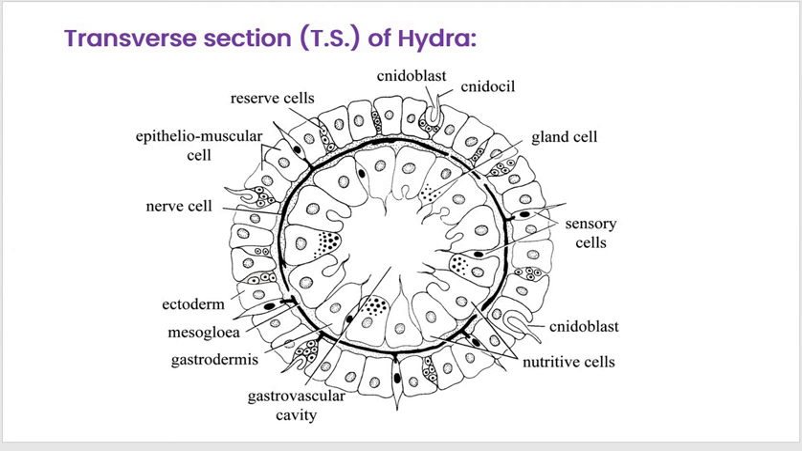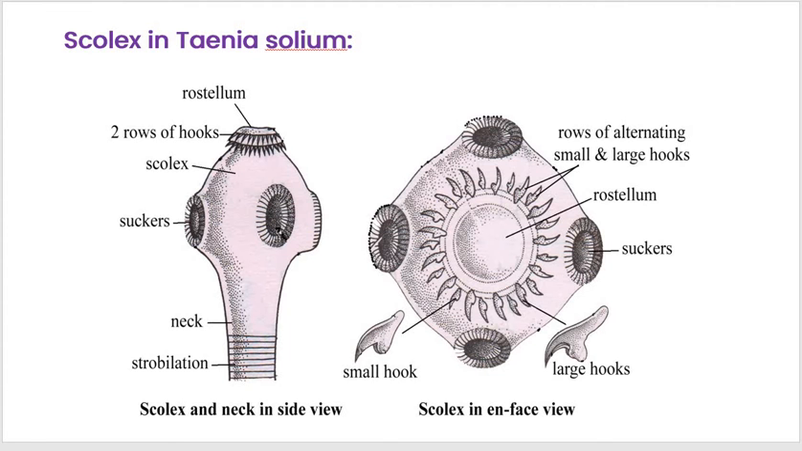Now after that, the scolex in Taenia solium, or in tapeworm. Now the body of Taenia solium is divided into three parts. Anterior one is the head, also called the scolex. Then a short unsegmented body, which is the neck, and a segmented body, which is called the strobila.